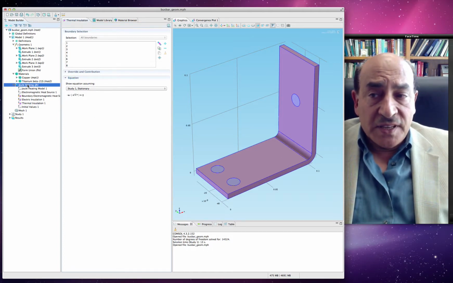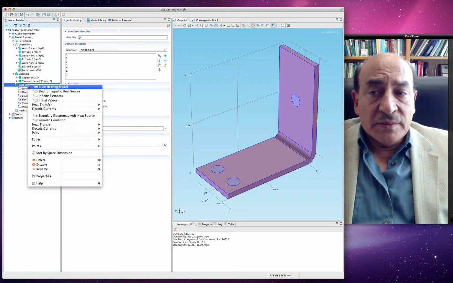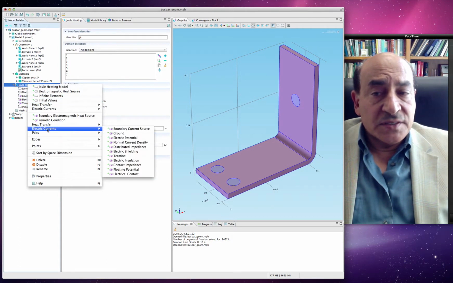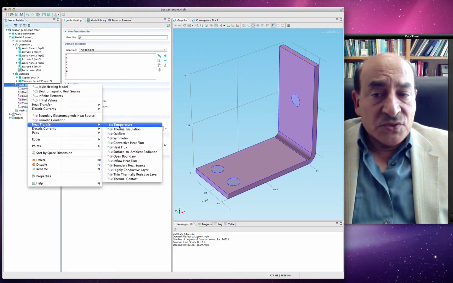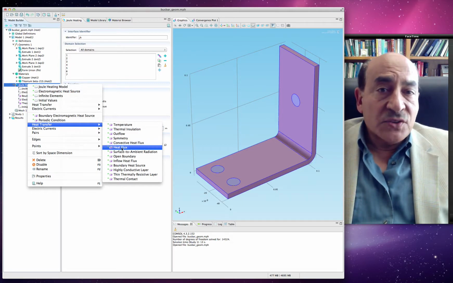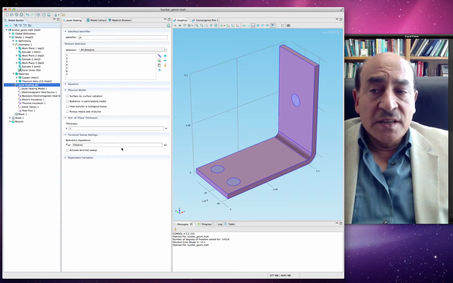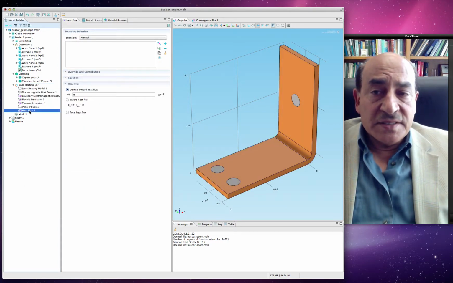So I have to go to Joule heating, and if I right click, it should show me a menu, and the menu has both heat transfer and electric currents, because this is the coupling between the two. In the heat transfer part, I would like to add a heat flux, because I want to get the heat out of the surfaces. So I have heat flux, and now I go to investigate. It doesn't have any domains, and I have the heat flux condition. It gives me two options: either general inward heat flux.